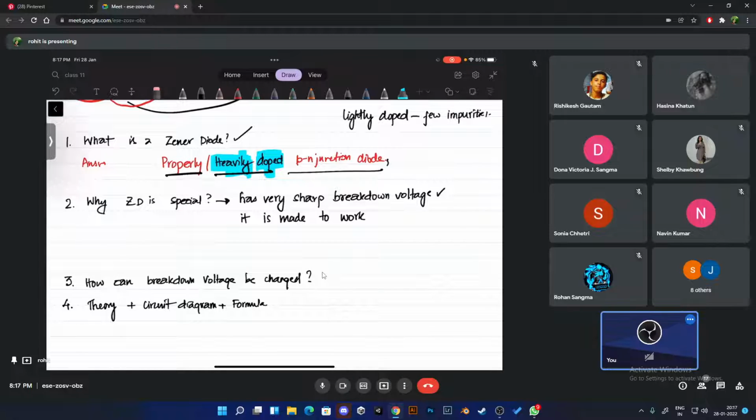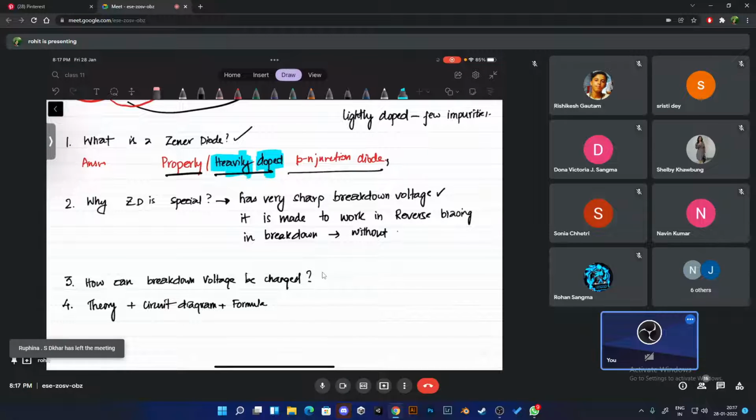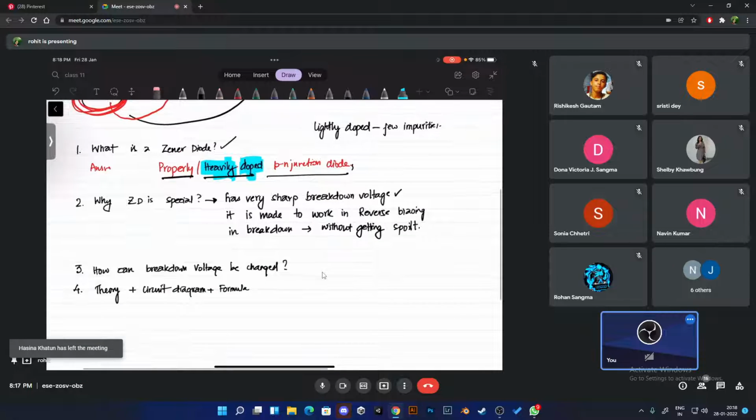in which bias? You know, it is made to work in reverse biasing, in the breakdown region. Don't worry, I'll explain. It will work there without getting spoiled. This is how you are going to make sure that it is a zener diode. These are the properties. Give me some time, I'll explain all of this.